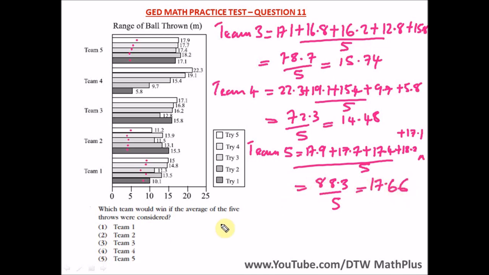So the team that would win is the one with the highest average of the 5 throws, and our team is team 5. So our right answer here is option 5.